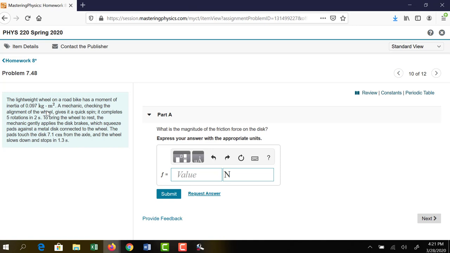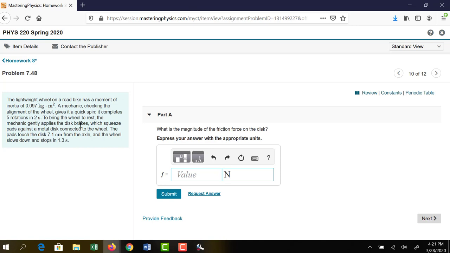Wheel, moment of inertia given, 0.097. A mechanic checking the alignment gives it a quick spin. It goes 5 revolutions in 2 seconds. So we could figure out the angular velocity of that, and we'll just assume that's what we're beginning with. So 5 revolutions in 2 seconds would be 2.5 revolutions in 1 second. You'll have to figure out how many radians per second that is.